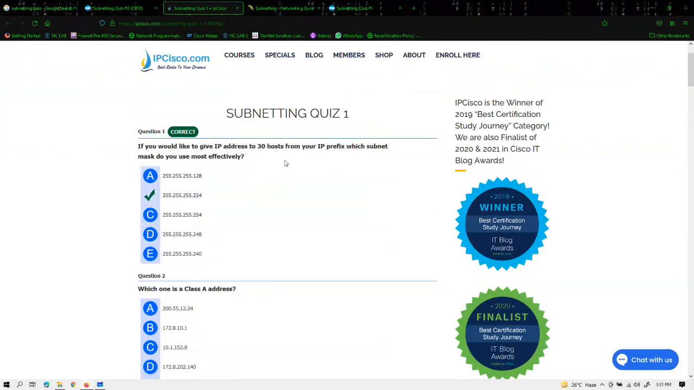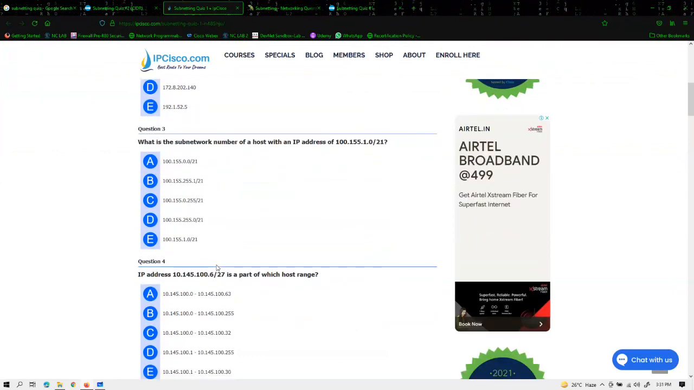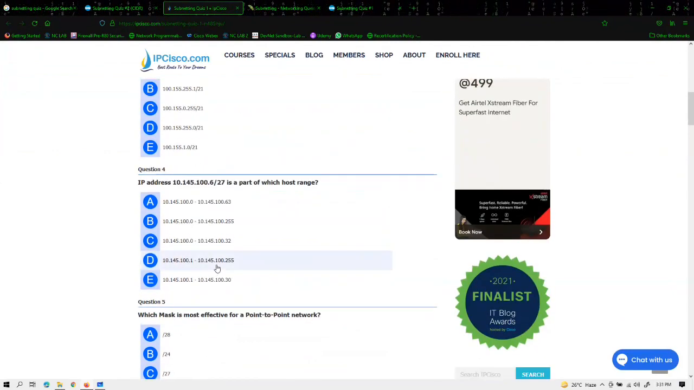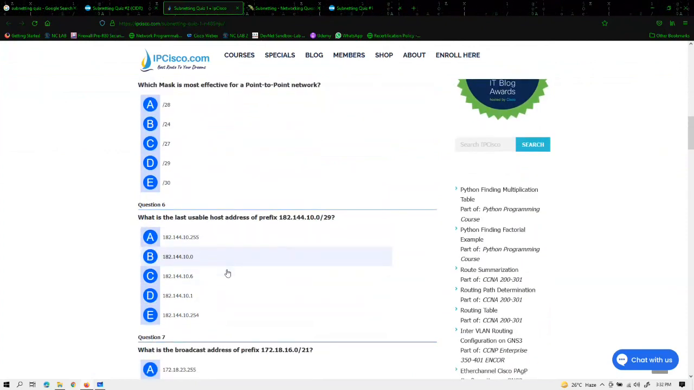Right, we have done this. Which one is the class A address? You can identify, right? This one. These are very easy to do. If you have any doubt in subnetting, you can ask me, okay? If there is any doubt in calculation or something.